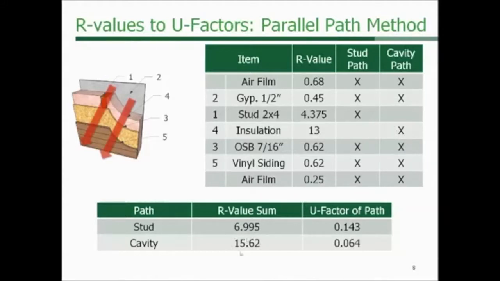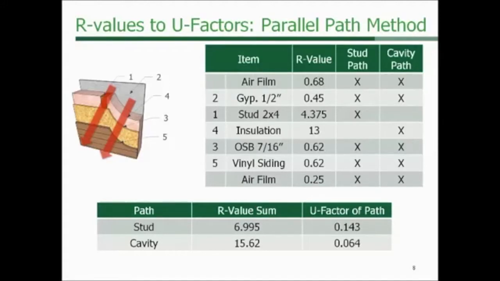So its R value sum is about 15.6, okay? And then I find the U factor for that path. The U factor for that path is just the inverse of the summed R value. So 6.995 inverted is 0.143. 15.62 is 0.064. Now what I'm going to do with that is I can't just add those U factors.